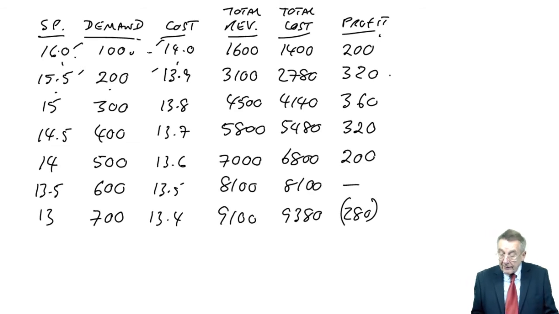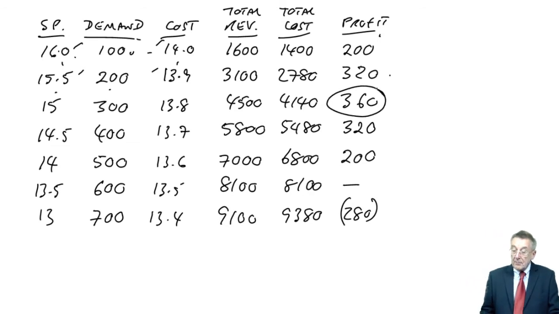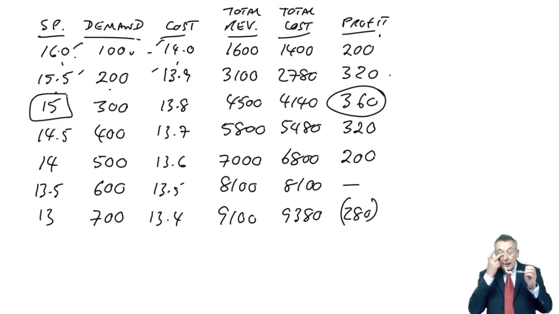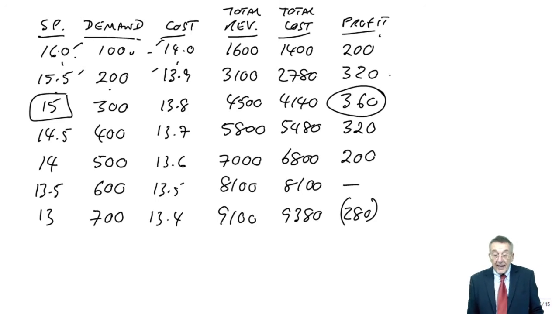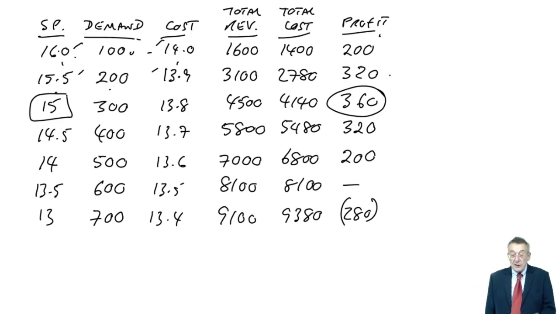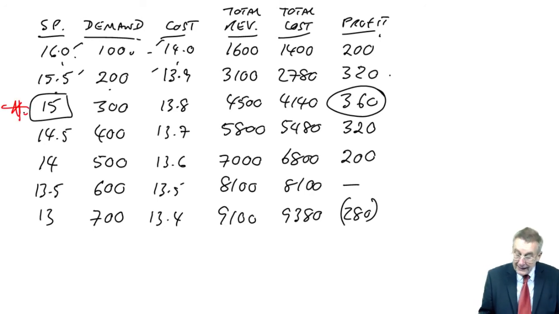We want maximum profit, and there is the maximum, and we'll achieve it by charging 15 a unit. We could charge a higher price per unit and make more profit per unit. We could charge a lower price and get more revenue. 13 would give us more revenue, but for maximum profit, the selling price, we'd fix the selling price at 15 a unit, and we'll get to 360.